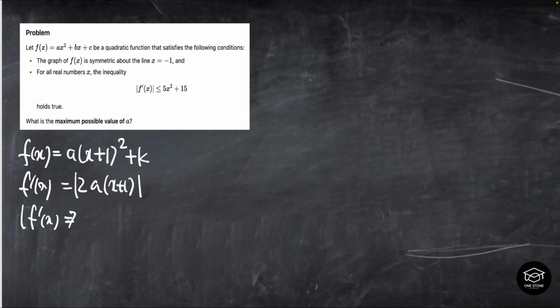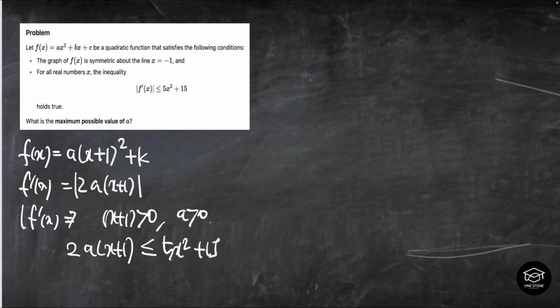To find the greatest possible value of a, we consider the limiting case where equality holds. Now, for simplicity, we'll assume that x + 1 is greater than or equal to 0, and that a is positive. This lets us drop the absolute value, so the expression becomes just 2a(x + 1).